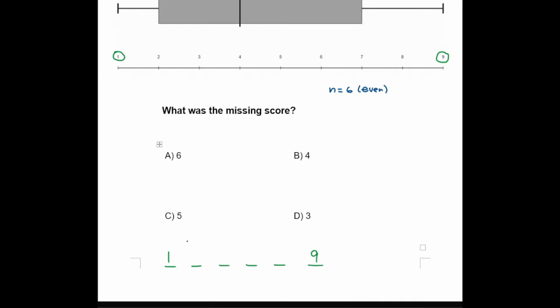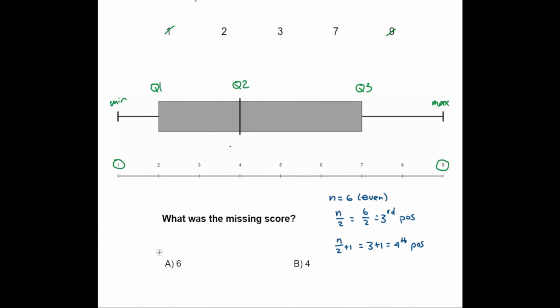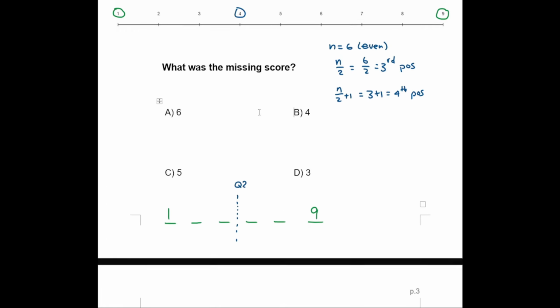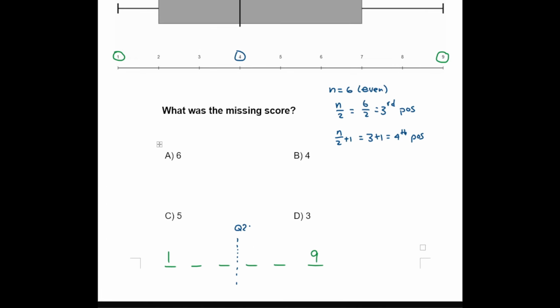So to find where that median goes, we have to do n divided by 2 and n over 2 plus 1. So 6 divided by 2 is the 3rd position. And n over 2 plus 1, that's just going to be 3 plus 1, the 4th position. So these 2 positions, my 3rd and 4th position, sandwich my Q2. It's going to go right here between those 2 numbers, all right? Q2. And what is Q2? Q2 we said was 4, all right? So Q2 over here is equal to 4.